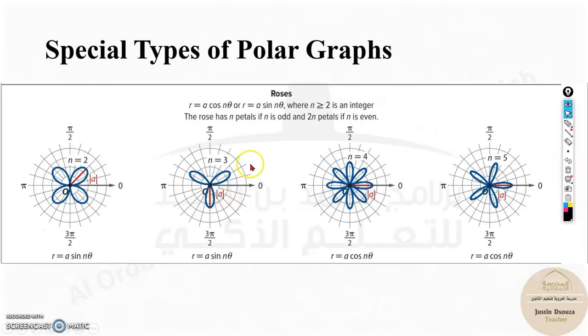Then we have roses. A rose is like a petal over here. And this is the standard form: r equals a cos n theta or a sine n theta.